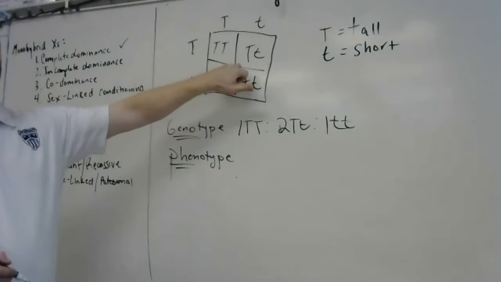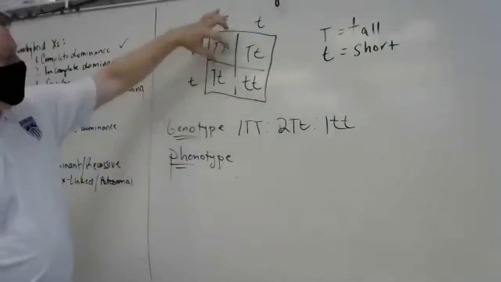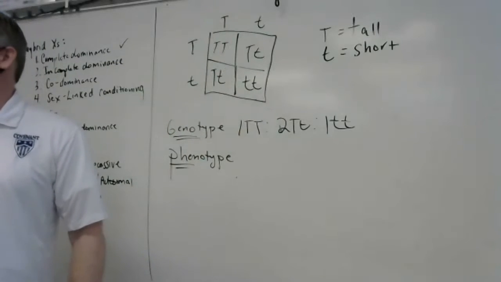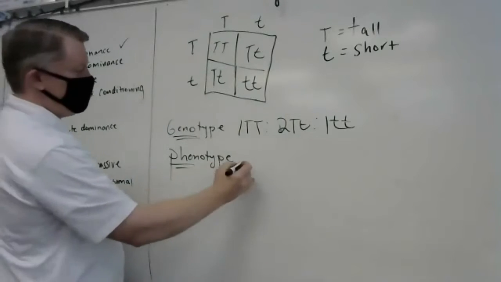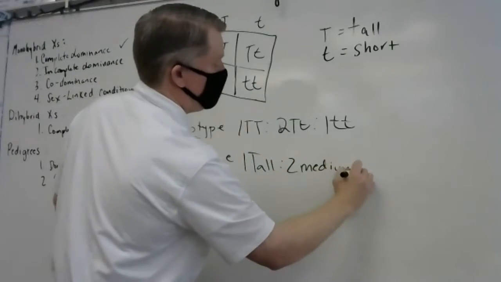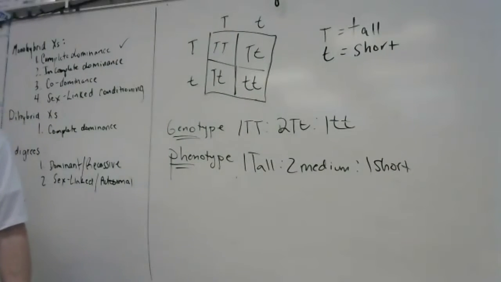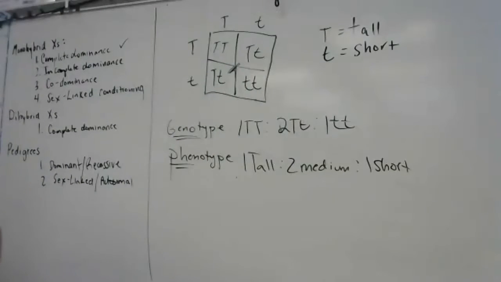What about that? Short. What did you say, Daniel? Medium. That's the answer. Sure. So here, this is the difference. The heterozygous condition is a blending, a mixture, a combination of the dominant and the recessive, right? So in this case, we've got one tall, two medium height, one short. So again, really with incomplete dominance, the only difference is understanding that the heterozygous condition is a blending, a mixture.